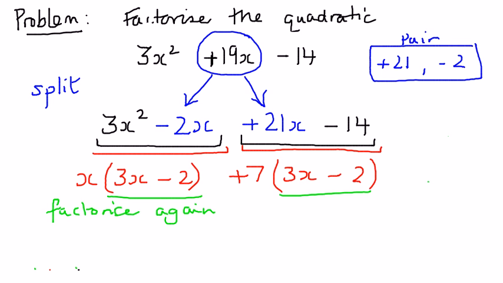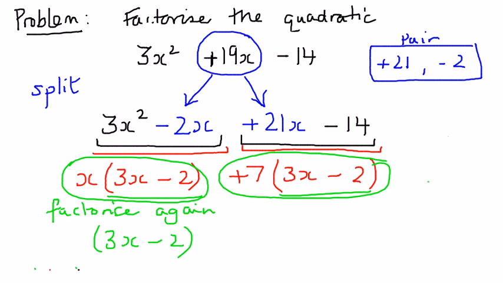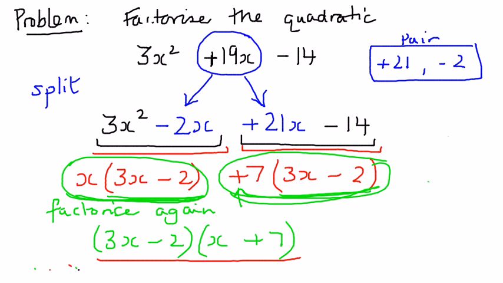Now I need to factorise again, and I can see that 3x minus 2 is common to both of these two expressions, and the factor that goes with 3x minus 2, well, from the first pair here we had an x, and from the second pair here we had a plus 7, which was why it was useful earlier to put the sign in front of the 7. We now find that we have completed our factorisation, so we can underline our final factorisation.